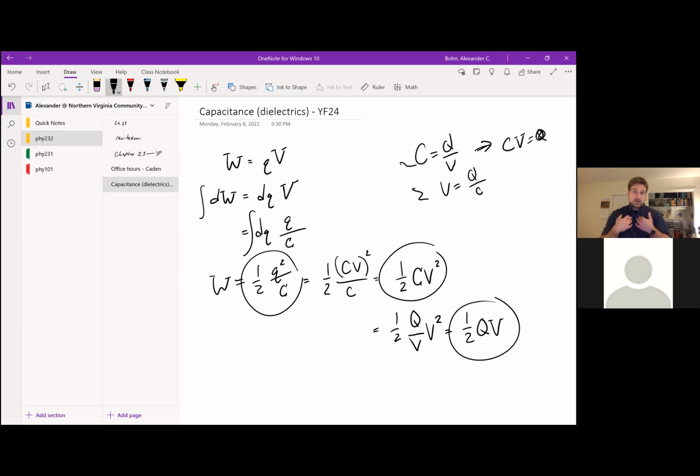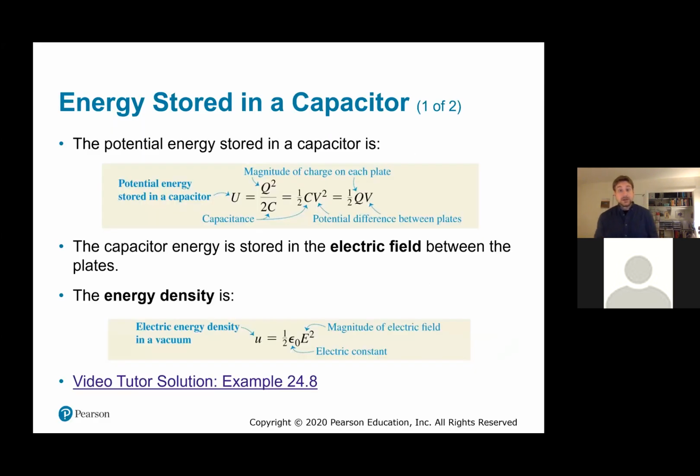If we're doing work against a conservative force, that work is stored in the configuration as potential energy. So, how much potential energy is stored in the electric field that's set up by a capacitor? Exactly as much as the work we do.